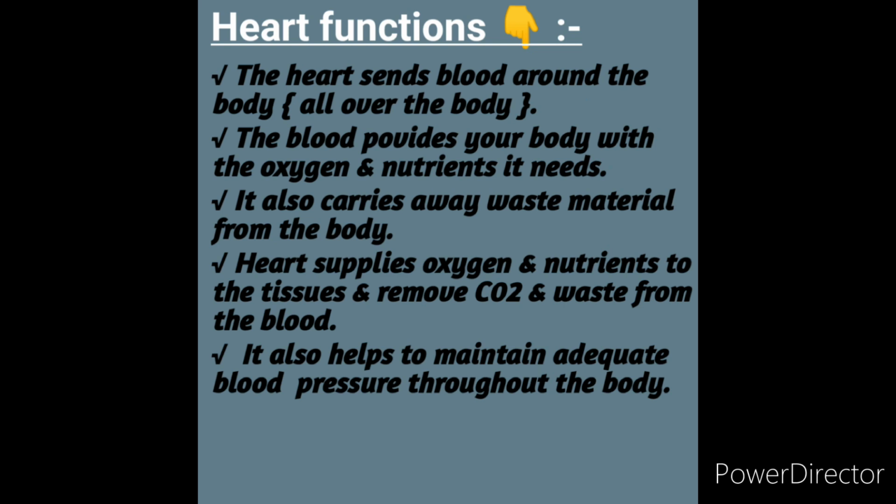Here, friends, the heart sends blood around the body, which means the heart circulates blood all over the body. The blood provides your body with the oxygen and nutrients it needs. Whatever nutrients and oxygen we need, we receive from the blood, which is pumped from the heart. It also carries away waste material from the body. The heart supplies oxygen and nutrients to the tissues and removes carbon dioxide.